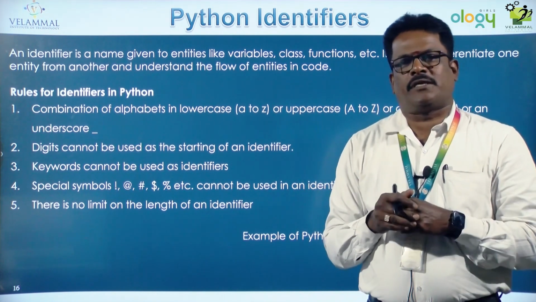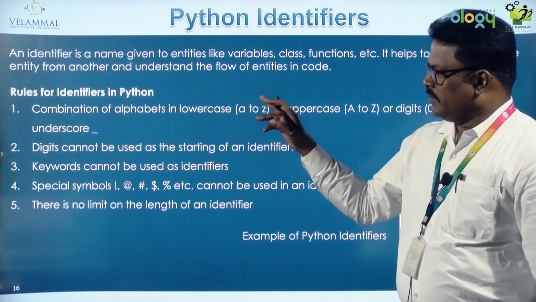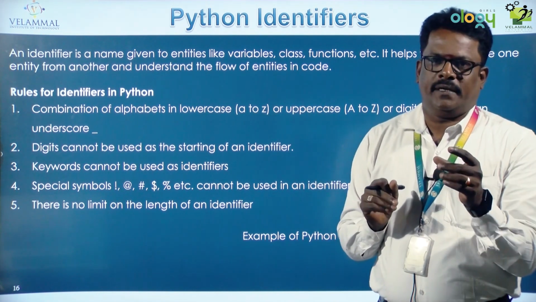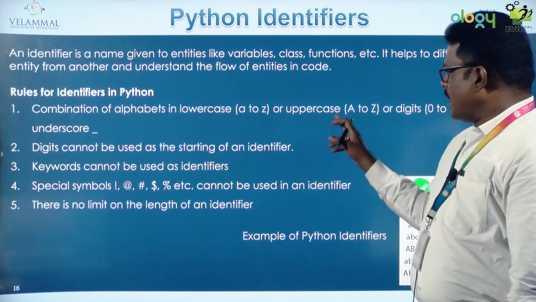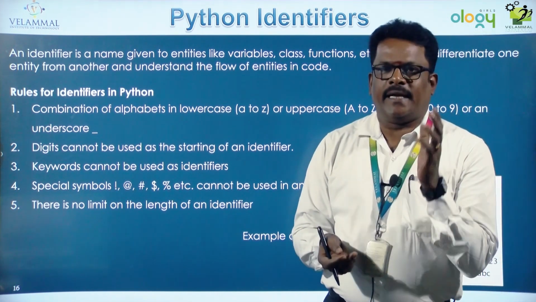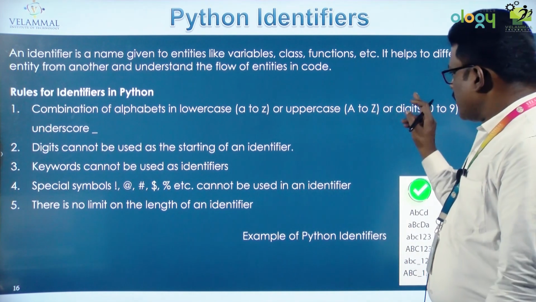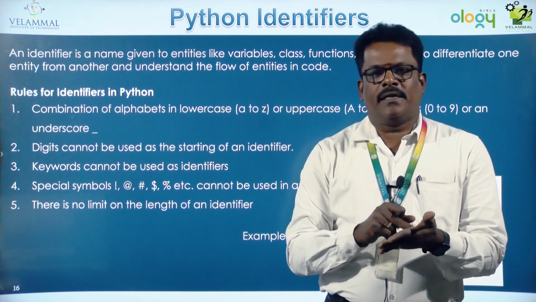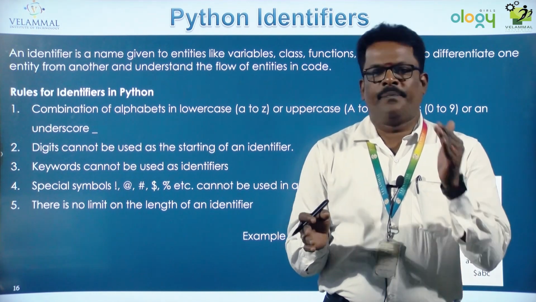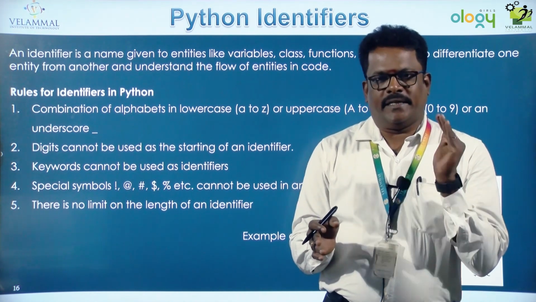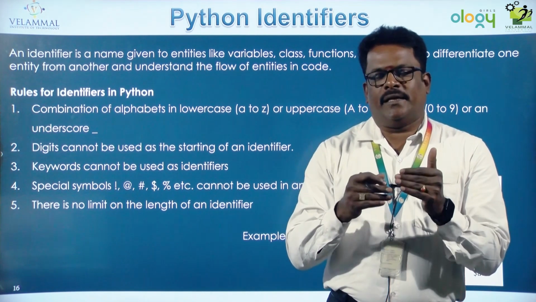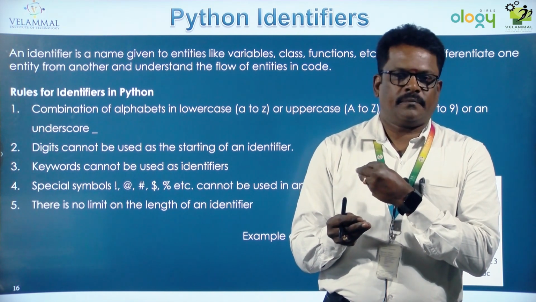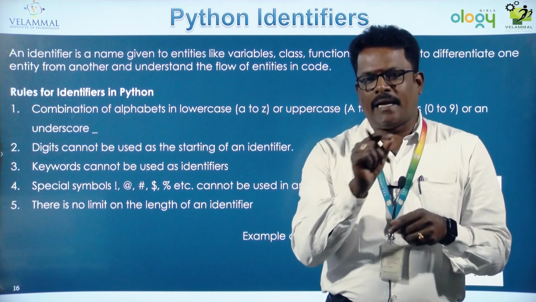The naming convention is very much important. How to give the name? First one is a combination of alphabets in lower case. The name should be either in lower case or in upper case. From A to Z, any letter you can use. And a combination of digits also, 0 to 9. Lower case a to z, upper case A to Z, and digits 0 to 9. By using these 3, we can create a name with the combination of these 3. And also we can make use of underscore.